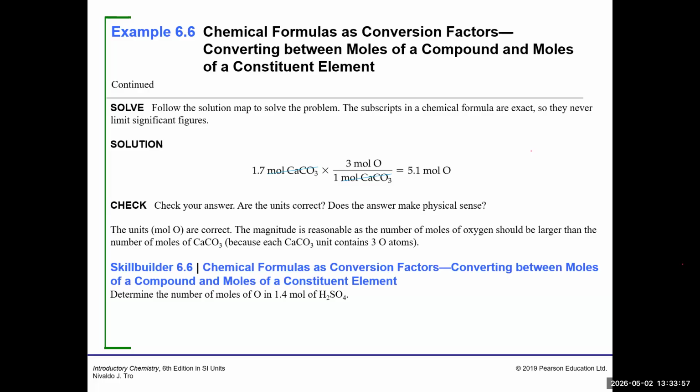Determine the number of moles of oxygen in 1.4 moles of hydrogen sulfate. Can we do this? All right, everybody, let's get to work. Let's all do it. We have 1.4 moles of what? Of H2SO4, sulfuric acid. And then we are going to find the number of moles of oxygen in them. So everybody get to work and let's see.